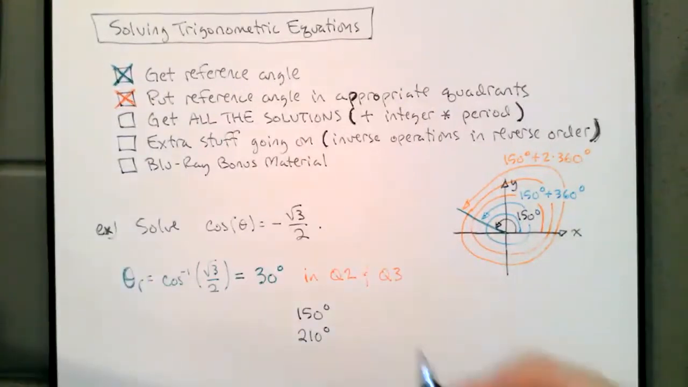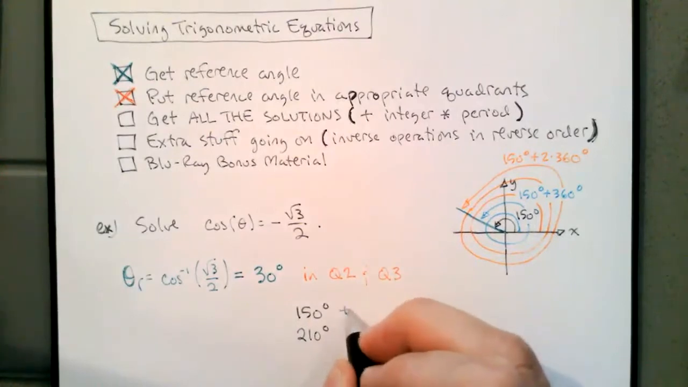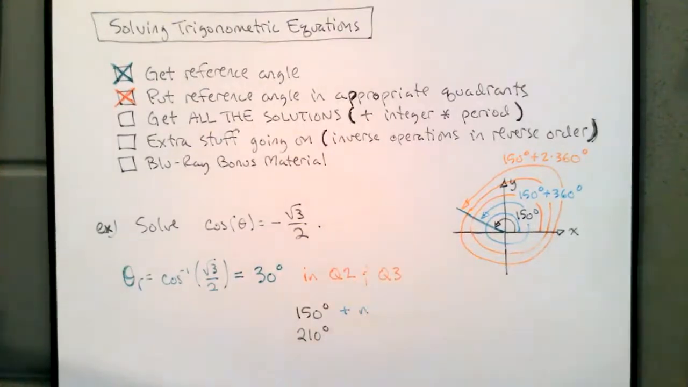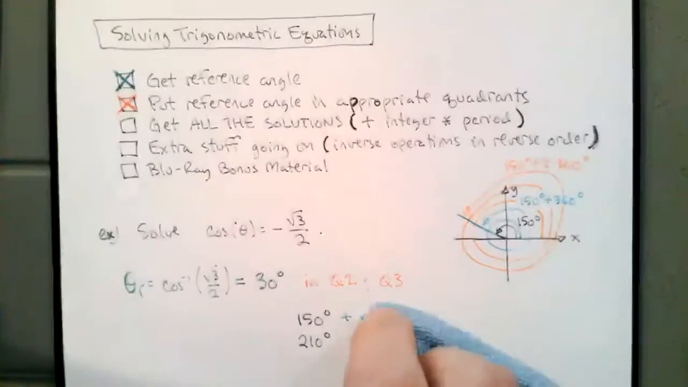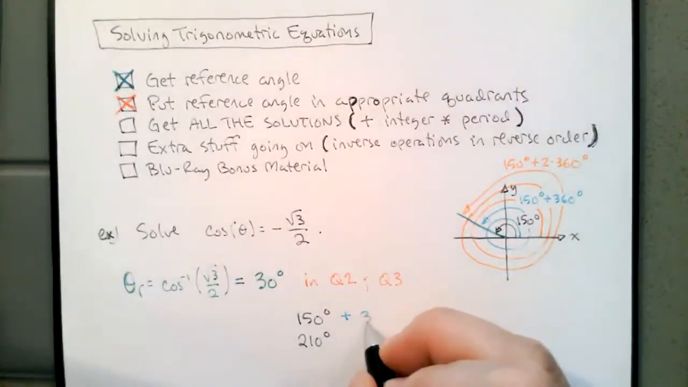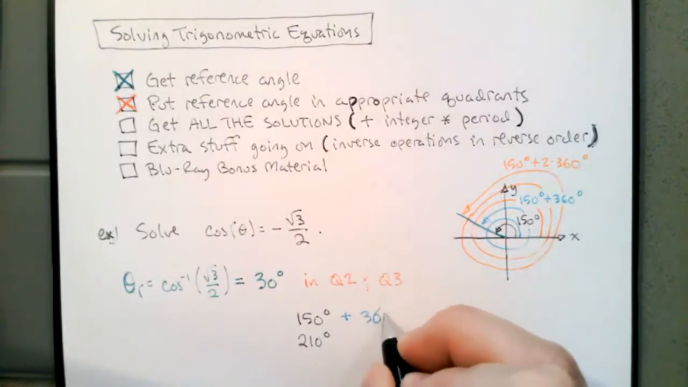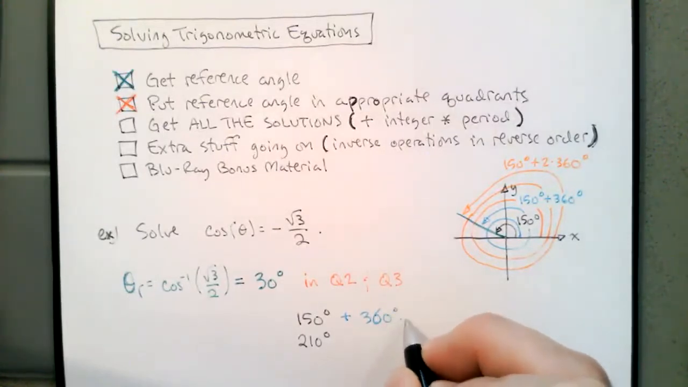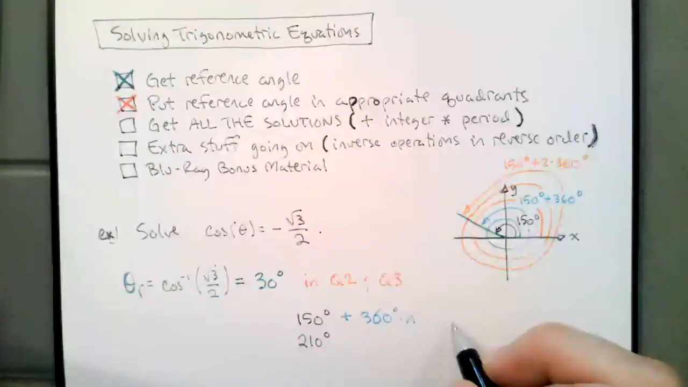So to get all the solutions, we'll say plus 360 times n, where n is an integer.